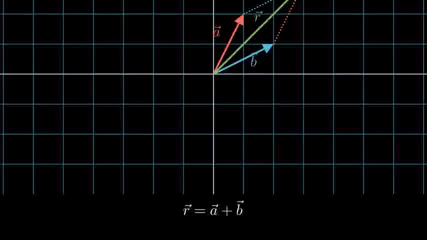So to get the proper magnitude of the resultant, you have to draw it graphically like this. Now you can go with a ruler and measure what that length is in relation to a and b. And that gives you the magnitude of R, the resultant. You've just learned how to add two vectors together using the parallelogram method.